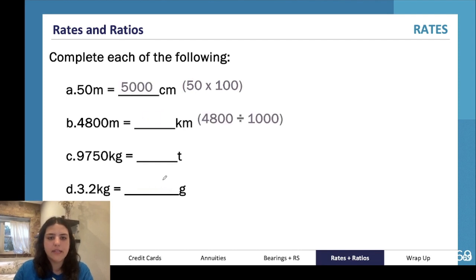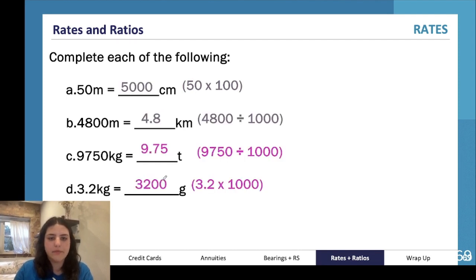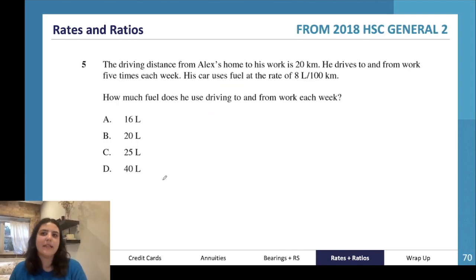Okay, and you'll see our answers here as well. Same ones. All right, let's have a look at this 2018 HSC General 2 paper question. The driving distance from Alex's home to his work is 20 kilometers. He drives to and from work 5 times each week. His car uses fuel at the rate of 8 liters per 100 kilometers. How much fuel does he use driving to and from work each week?